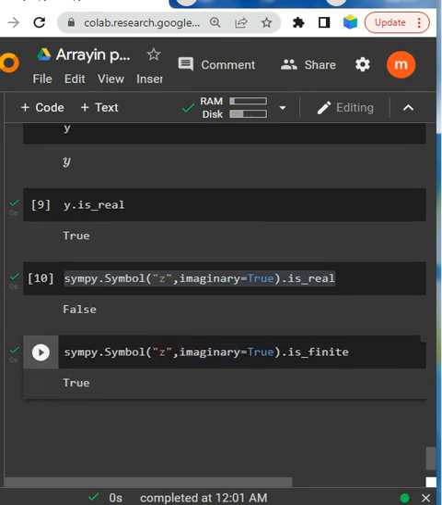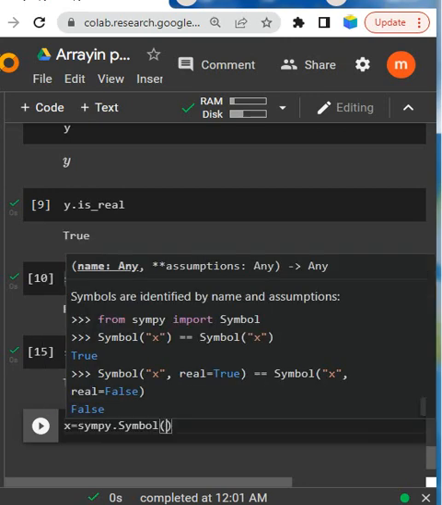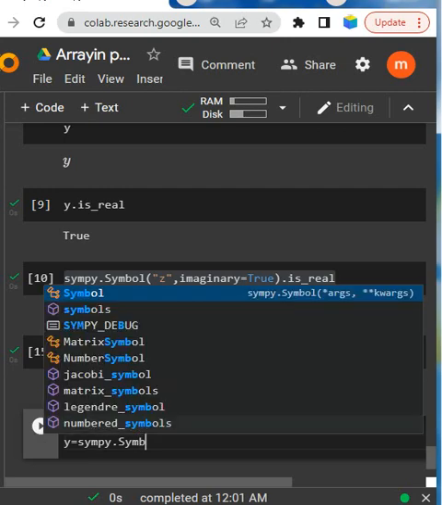So I hope the assumptions keyword arguments are clear, and I have already discussed some selected assumptions and their corresponding keywords for a symbol-like object. Now, I am going to print some values: x will equal to sympy.Symbol, and inside of this x, and another, y will equal to sympy.Symbol.